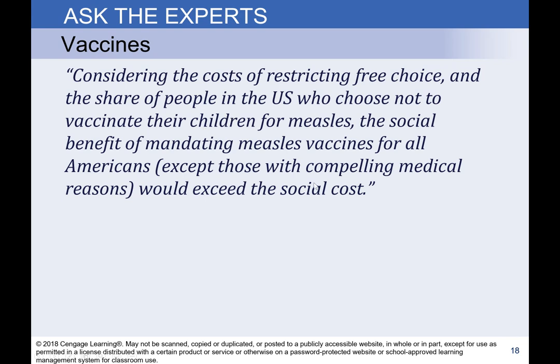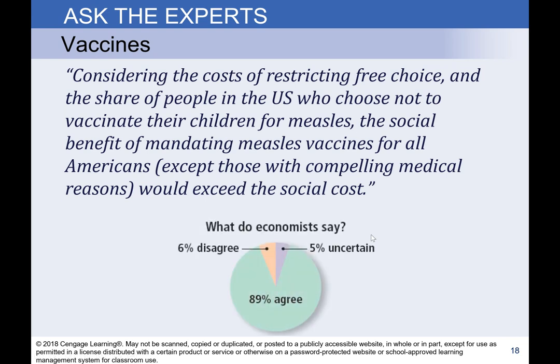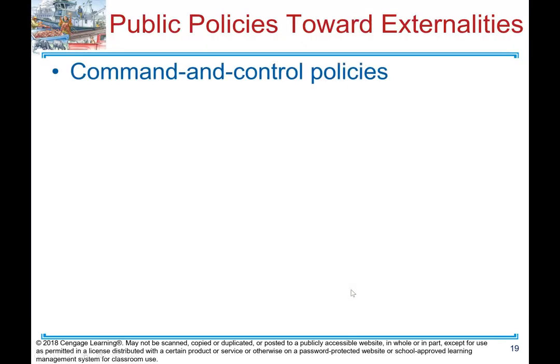Considering the cost of restricting free choice and the share of people in the United States who choose not to vaccinate their children for measles, the social benefits of mandating measles vaccines for all Americans, except those with compelling medical reasons, would exceed the social cost. The economists say 89% agree, 6% disagree, 5% are uncertain.